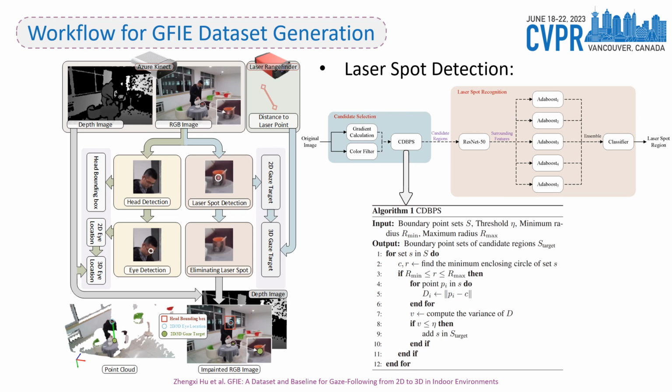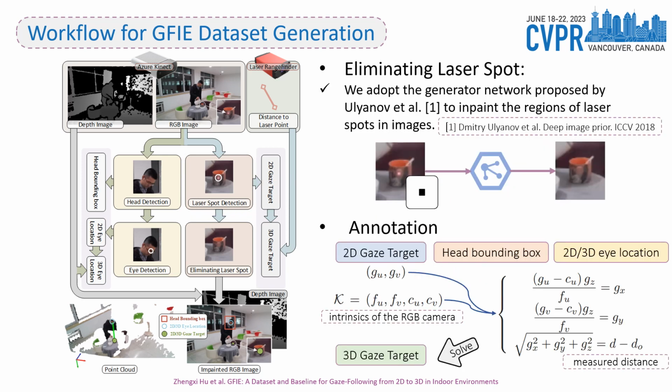After collecting various gaze data, we need to build a workflow to generate the GFIE dataset. There are three key steps here, including laser spot detection, laser spot elimination, and annotation generation. We first propose an algorithm for laser spot detection. Then we use an existing image inpainting algorithm to eliminate the laser spot.